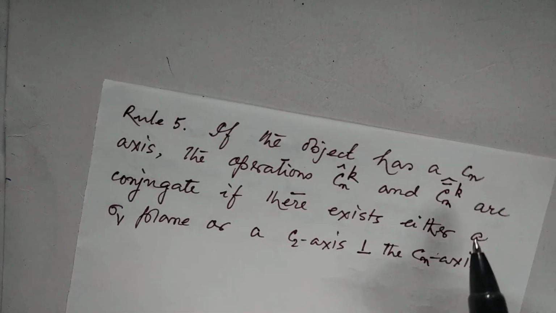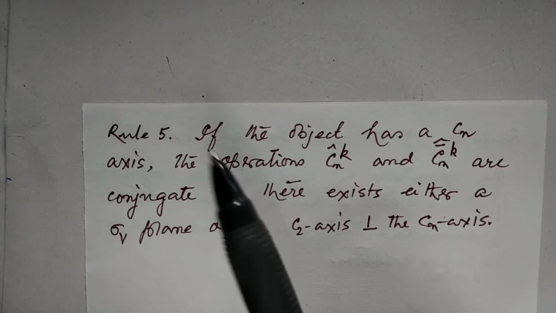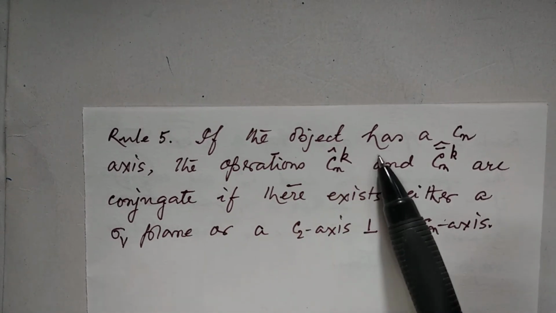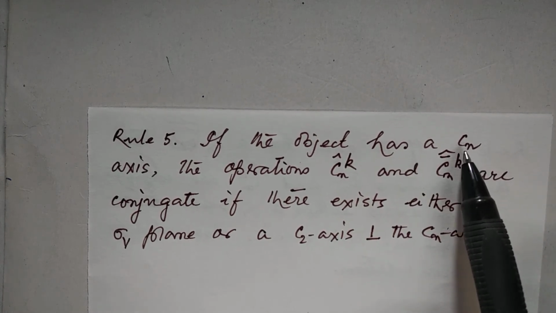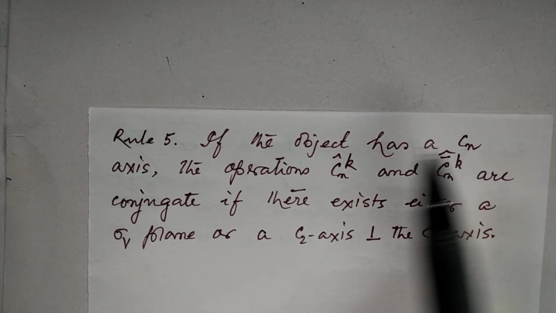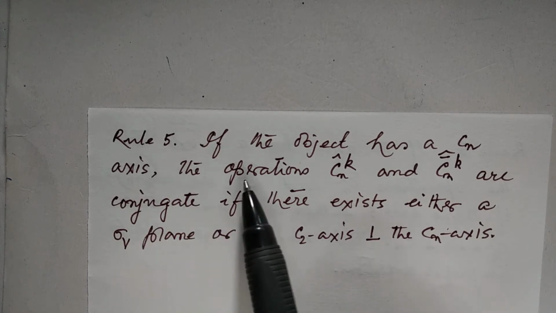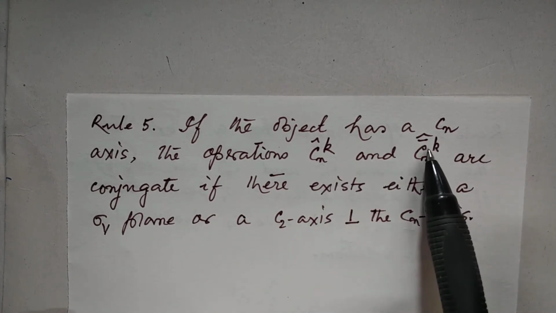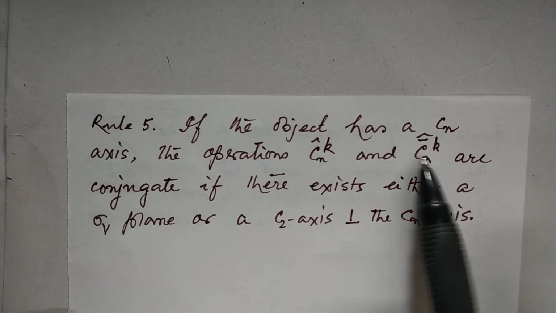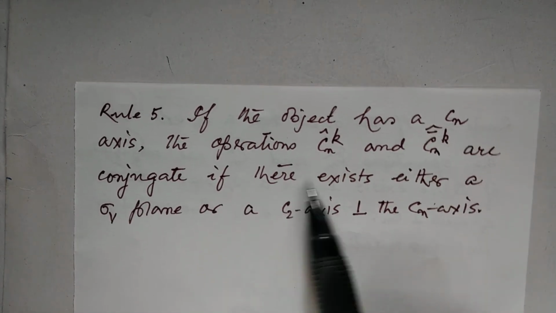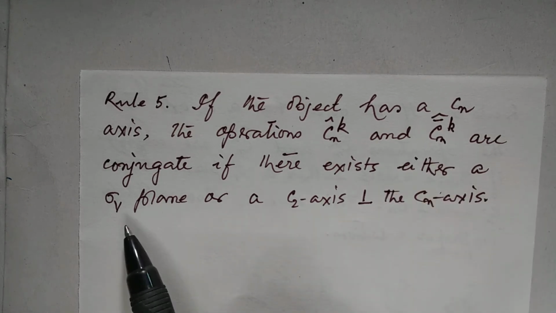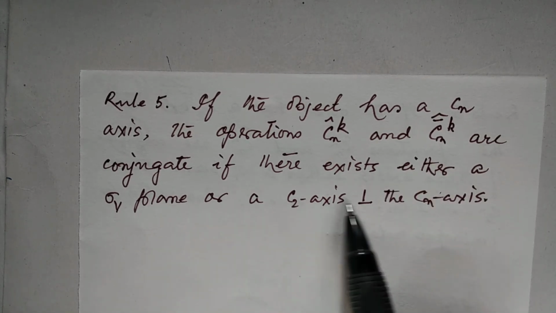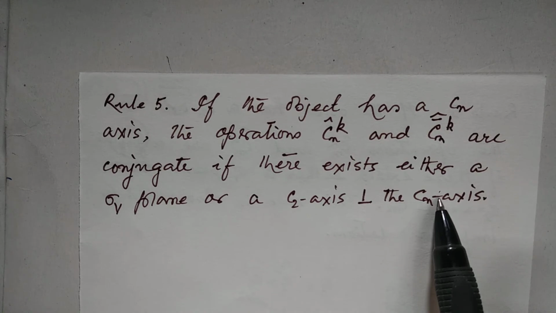Now let us come to rule 5. If an object has an n-fold rotation axis, Cn axis, then the operations Cn^k and the inverse operation Cn^k inverse are conjugate if there exists either a sigma V plane or a C2 axis perpendicular to the Cn axis.